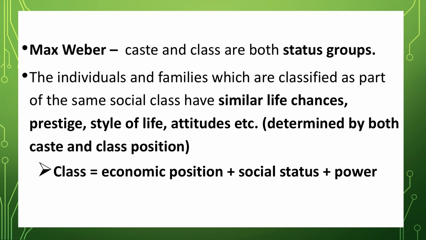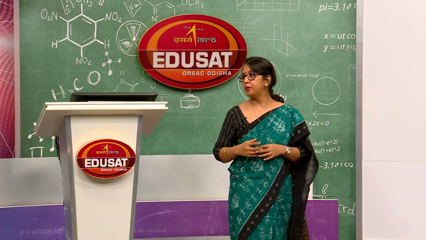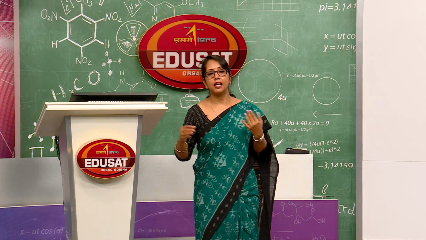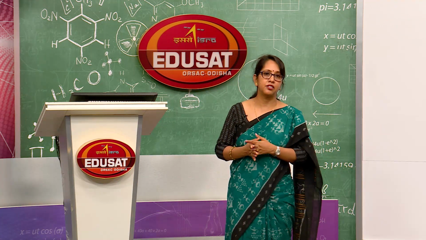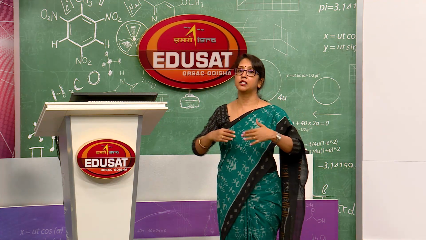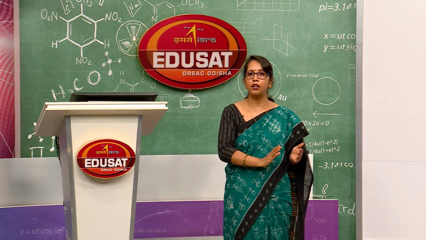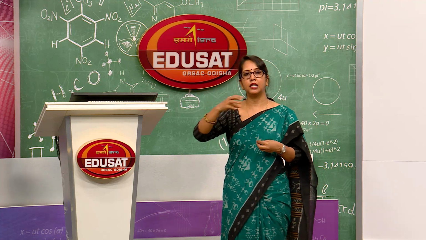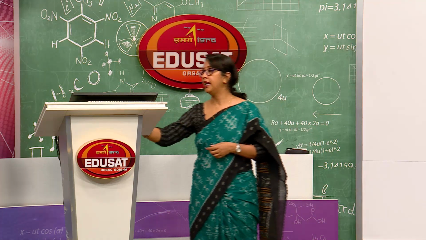So, the theory of Weber has different angles to look at the stratification arrangement of society. So, we say normally that Marx has a monodimensional approach to understand stratification, but Weber has a multidimensional approach, because he is not confined to economy alone, he has included the political and social into it.